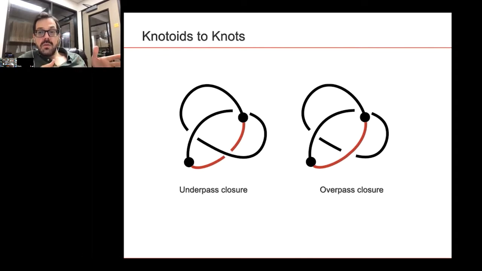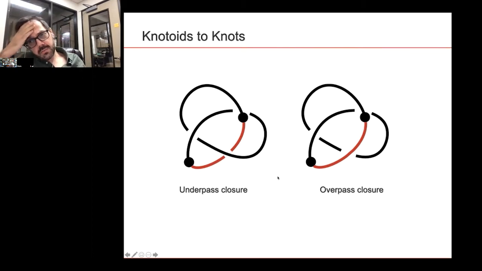So now, what's the connection between Knotoids and knots? There is an obvious connection. We can connect the endpoints and we can get a knot. Okay, but this connection has to be done in a consistent way. And if we want to work with classical knots, there are two ways to do that. Either we do an underpass closure, so we connect the endpoints with an arc, but this arc has to pass everywhere below. Okay, so we get a knot. Or we do an overpass closure, and we get another knot, but we pass above every time. This is just a matter of choice, okay?